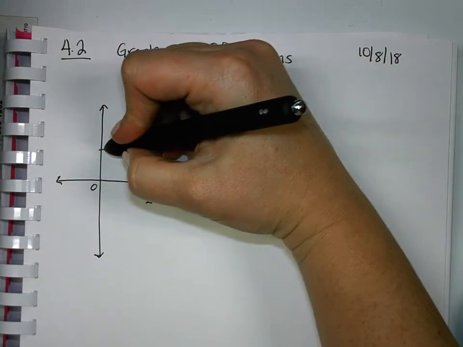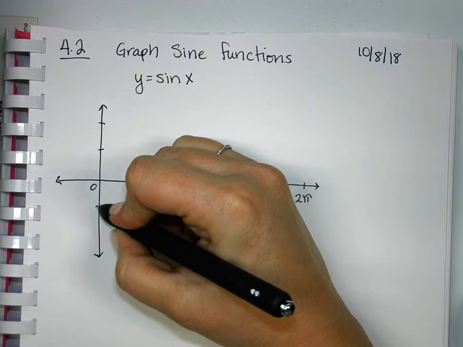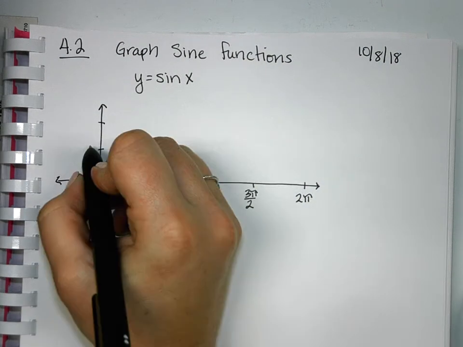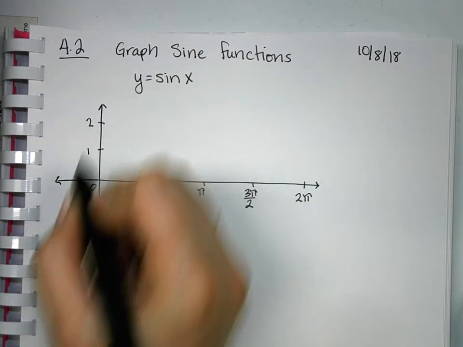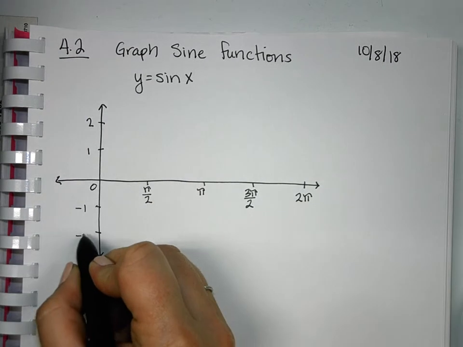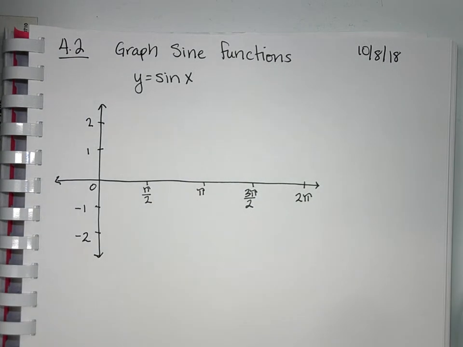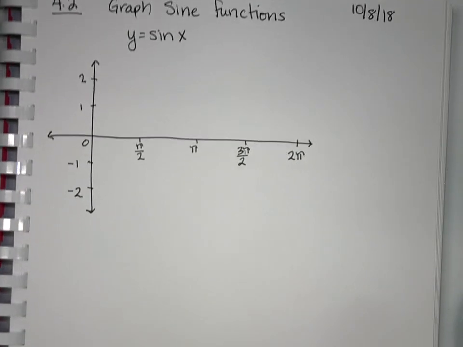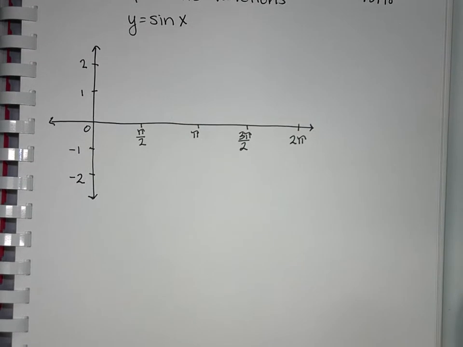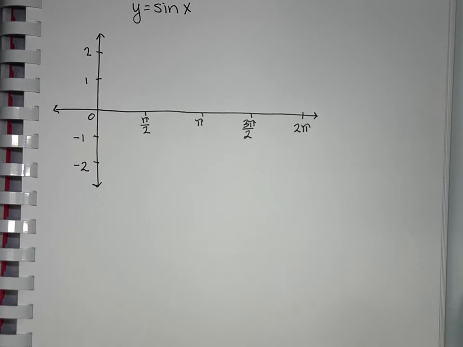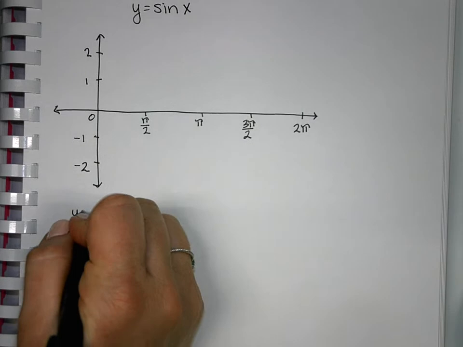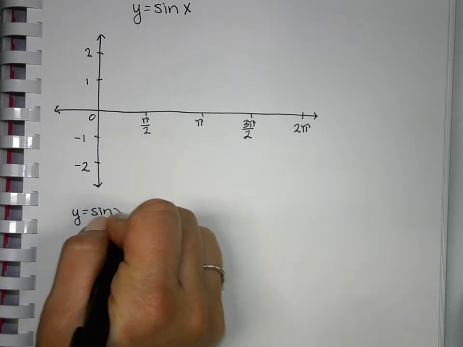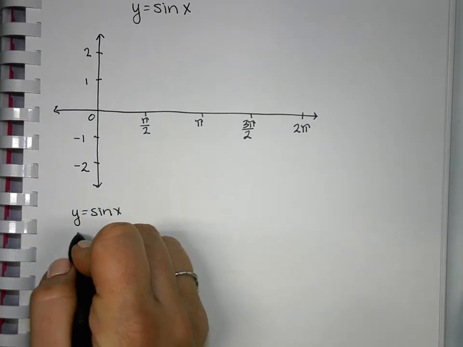And then I'm going to do my y-axis. Now remember, the y-axis we can count by whole numbers. It's only the x-axis that we count in radians. Okay, so I'm going to graph all of them on that one graph. So I'm going to start off with just the graph of y equals sine x, the parent graph.